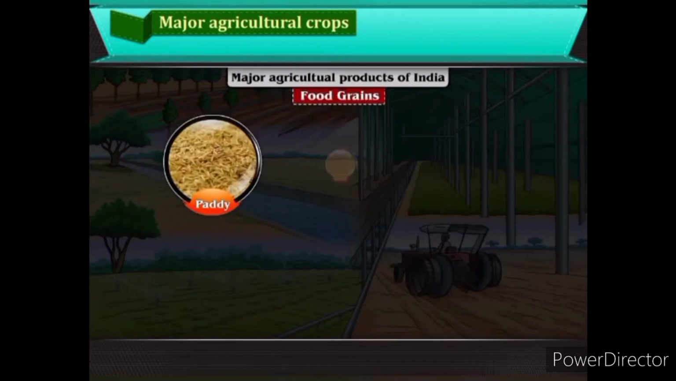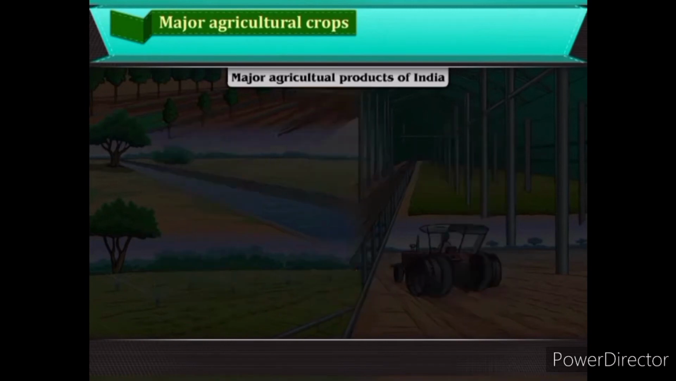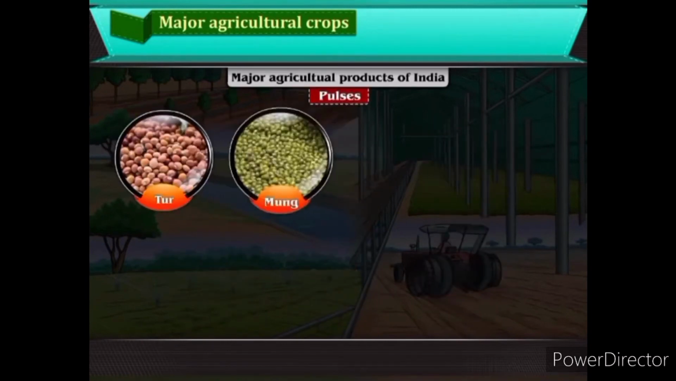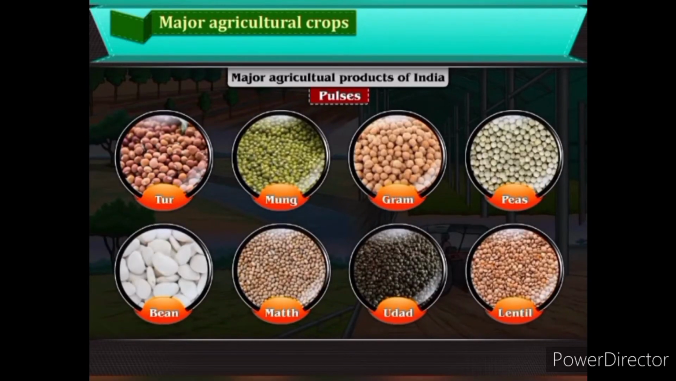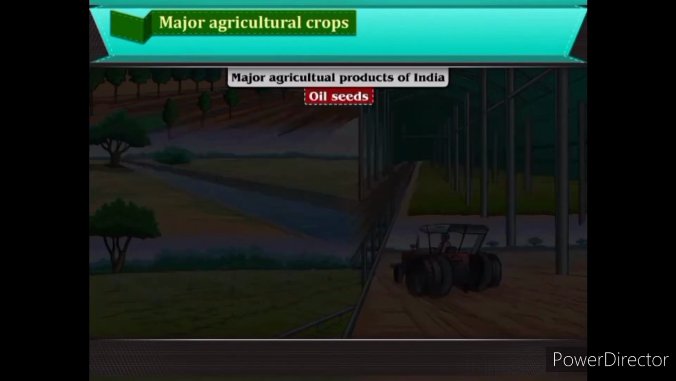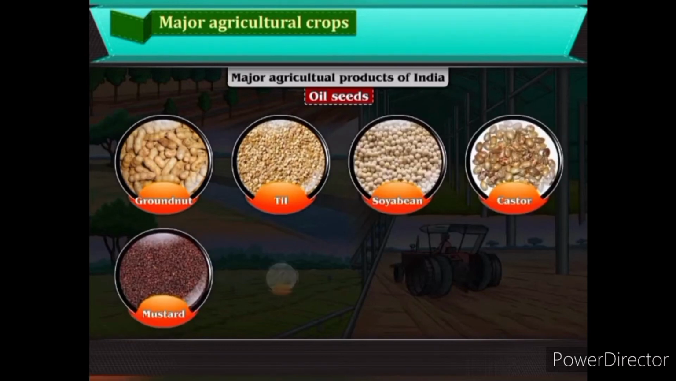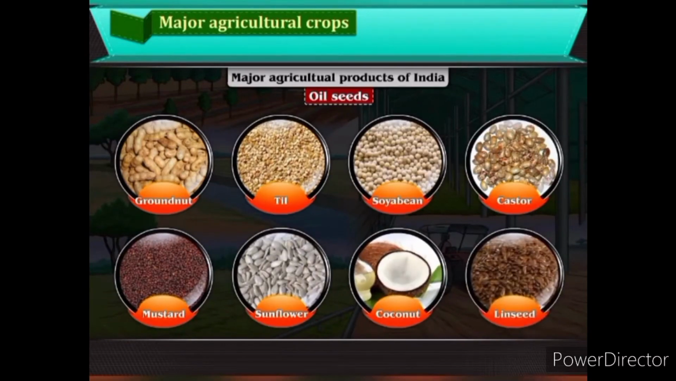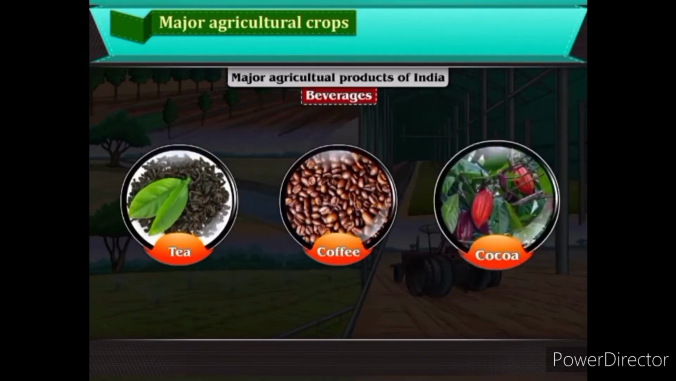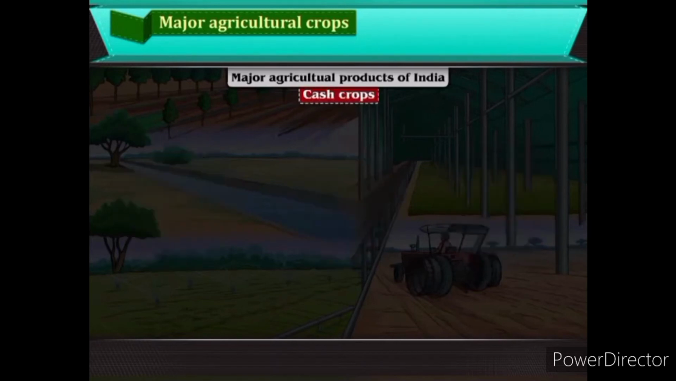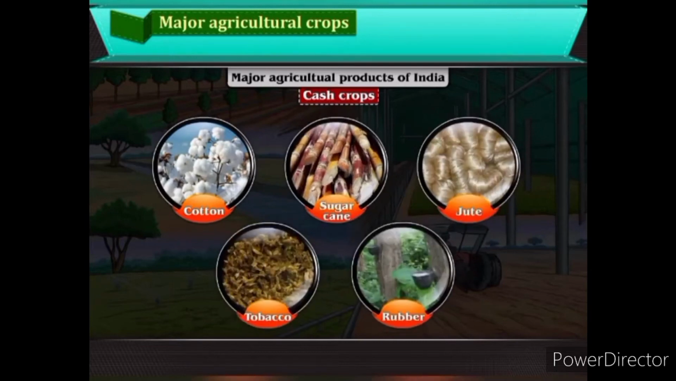Food grains: paddy, wheat, jowar, millet, maize, barley. Pulses: tur, moong, gram, peas, bean, mung, udad, lentil. Oil seeds: groundnut, til, soya bean, castor, mustard, sunflower, coconut, linseed. Beverages: tea, coffee, cocoa. Cash crops: cotton, sugarcane, jute, tobacco, rubber.